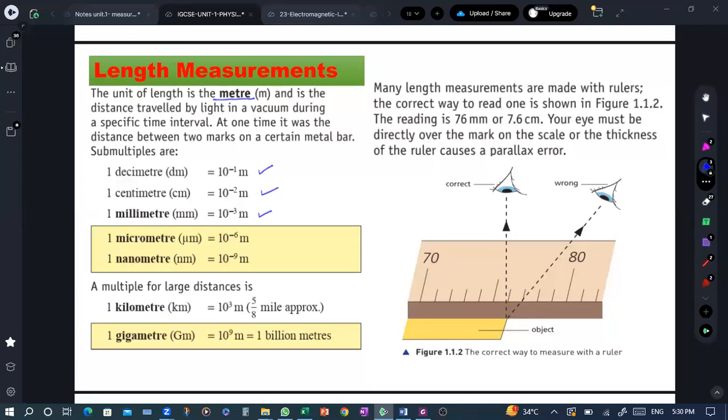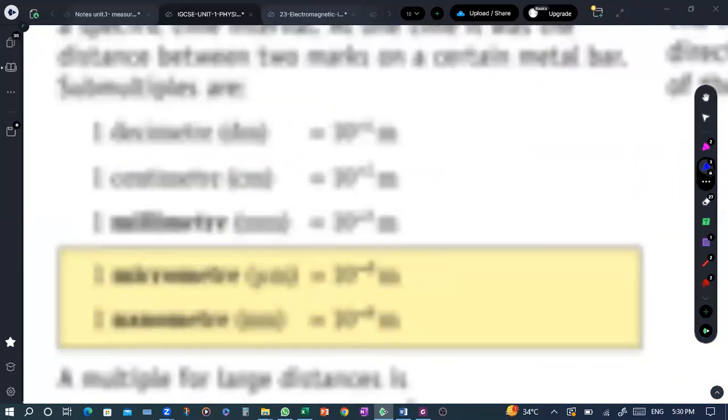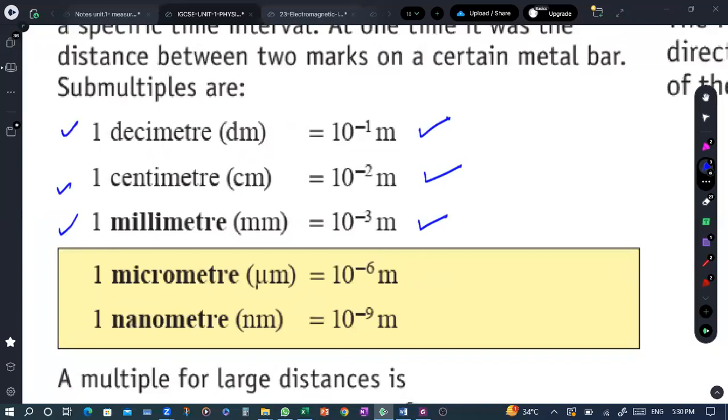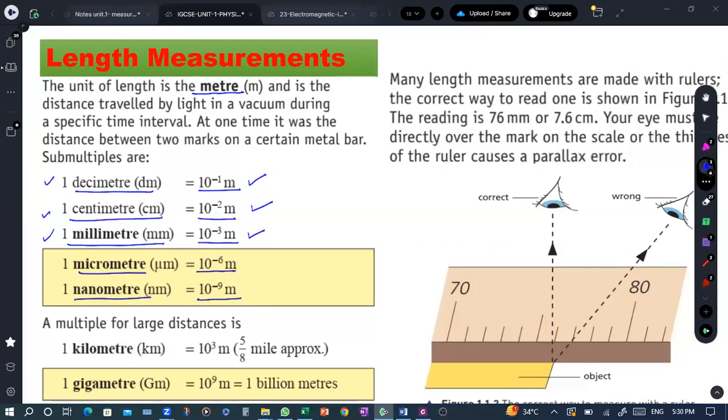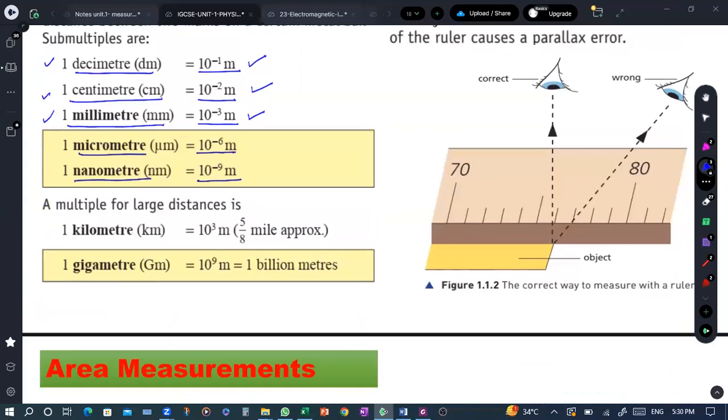Okay, so when we talk about this, we have studied in prefixes that 1 decimeter is equal to 10 power minus 1 meter, 1 centimeter is 10 power minus 2 meter, 1 millimeter is 10 power minus 3 meter, 1 micrometer is 10 power minus 6, and nano is 10 power minus 9. So these are basically a repetition of your prefixes. I believe you will not have any trouble in this one.